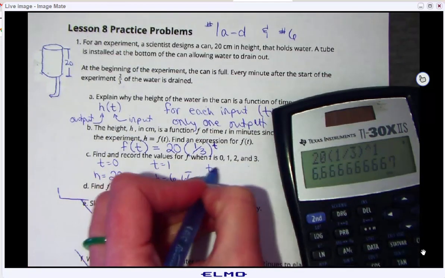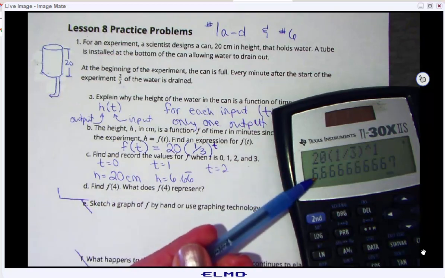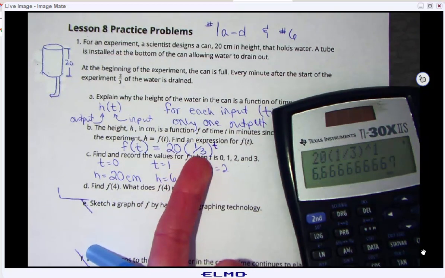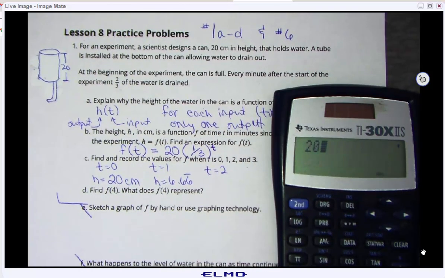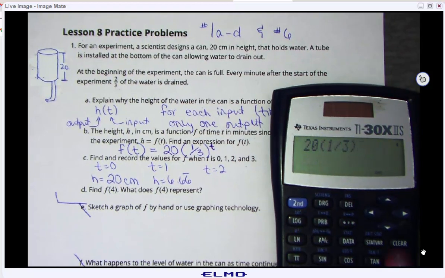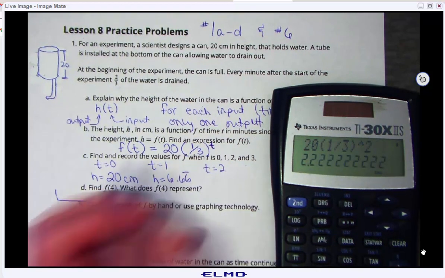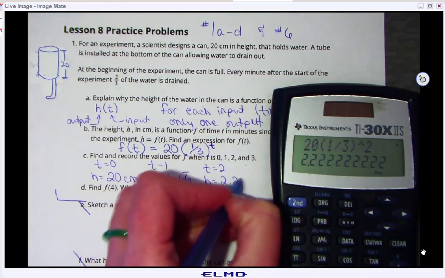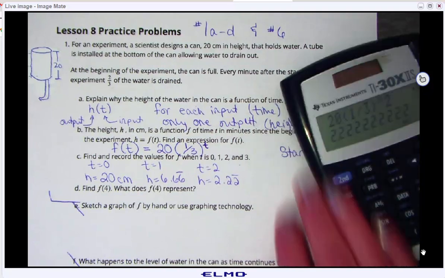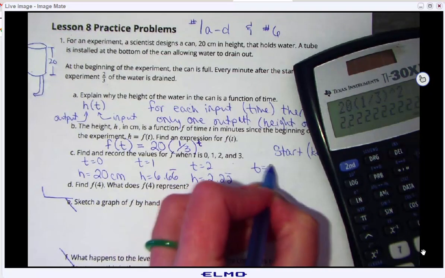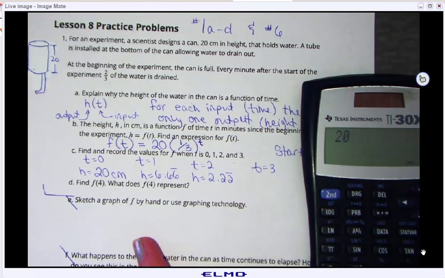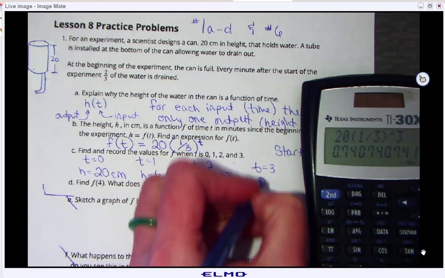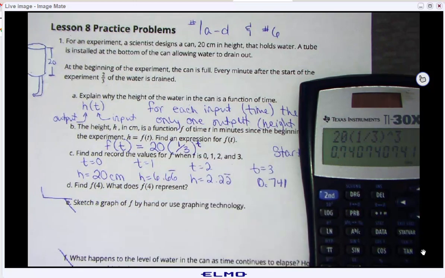Now when our time equals 2, I could either take this value and multiply it by another 1/3, or I could type in that equation again, and I like typing in my equation, so it gives me a nice exact value every time. I don't have to worry about rounding. Height equals 2.22 repeating. And last but not least, when our time equals 3, 0.741-ish if we're doing a decimal.